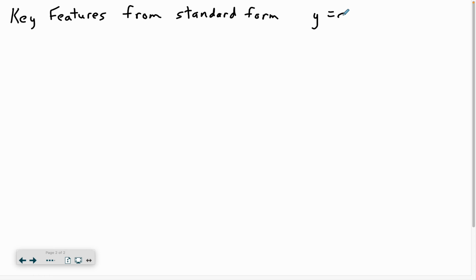Okay, time to look at important features of a quadratic from standard form. So key features from standard form. Again, just like I did with vertex form, every time I'm going to write down y equals ax squared plus bx plus c. I'm going to write down standard form so I get practice at that and just know it by heart. And again, you could write down f of x. That's okay. That's just using function notation.